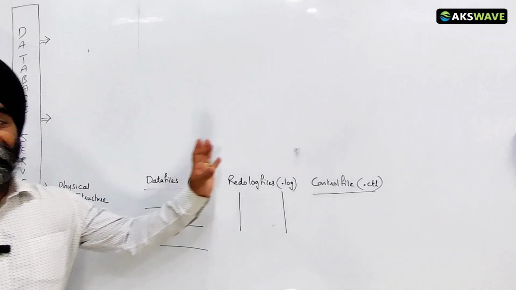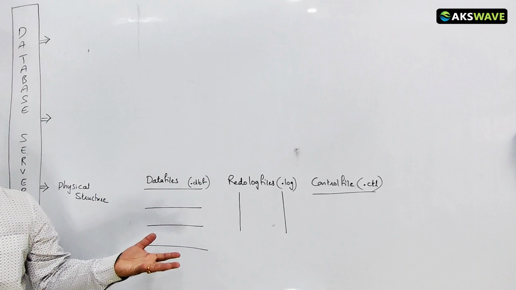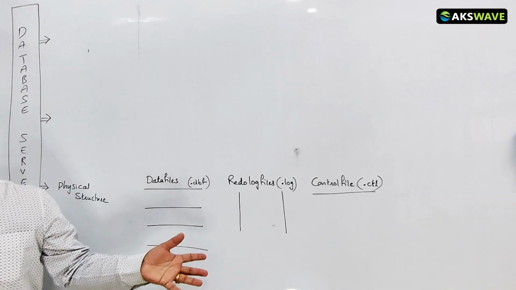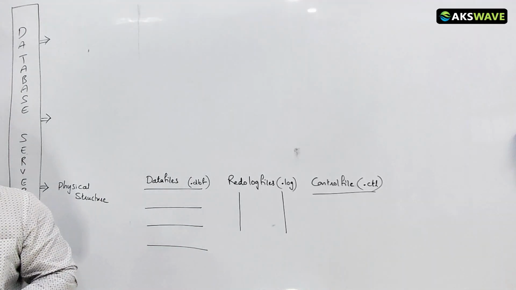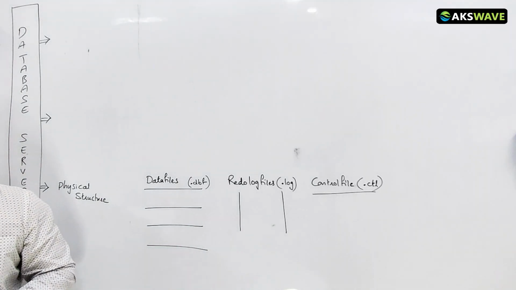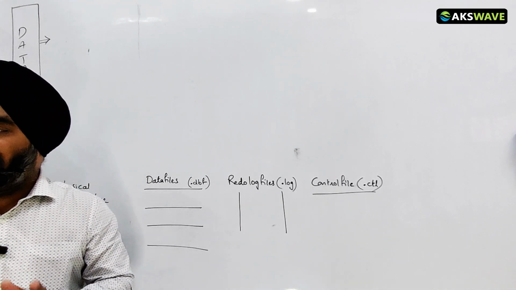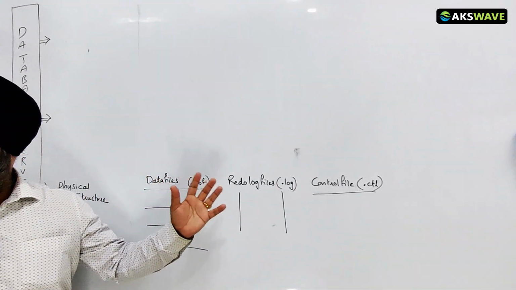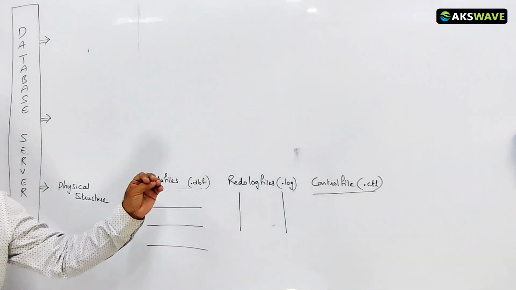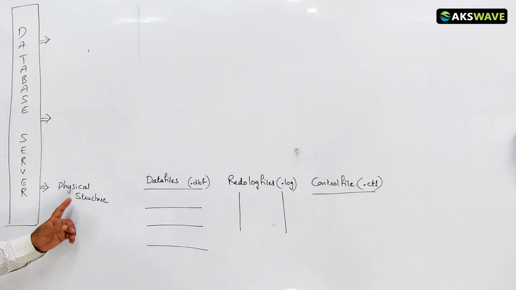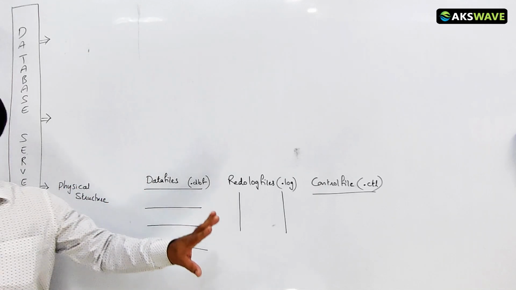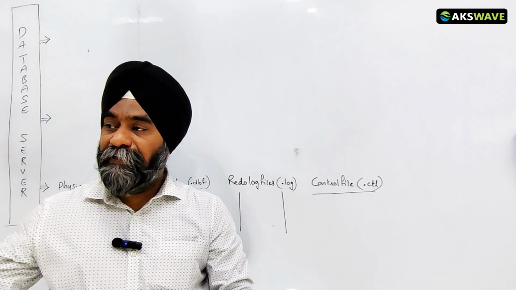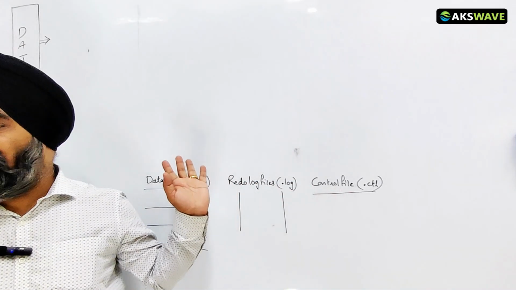So my database is a collection of files in which your data is stored in the form of objects. A simple explanation: what is a database? A database is a collection of data. That's all. So a database is a set of files in which your data or objects are stored. That is my physical structure, which I can see with my naked eyes, directly in my storage. In my C drive, D drive, I can see only the files.